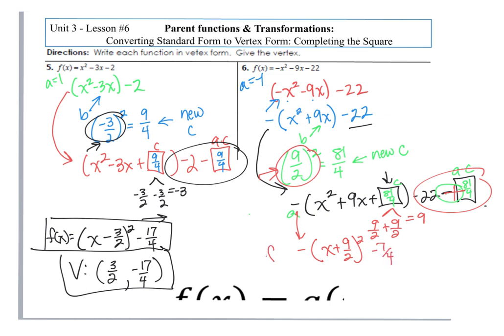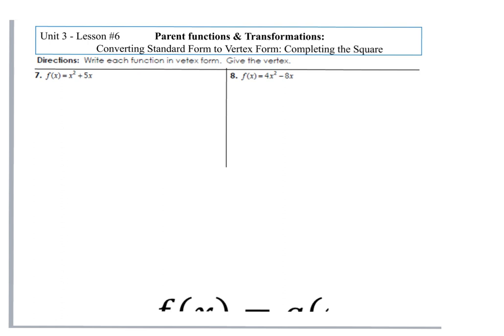So we're going to throw f of x equals in front of all this, and we are now in vertex form. What is our vertex after all of this business? Okay, our vertex is going to be negative 9/2 for x, negative 7/4 for y. And it's done. Okay, number 7, we have the function f of x equals x squared plus 5x.